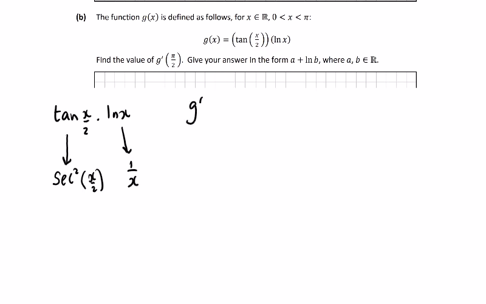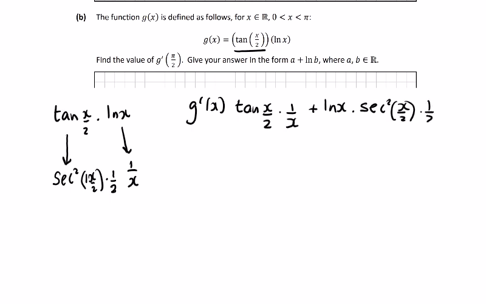So g prime x first will be the first, tan of x over 2, by the second differentiated, which is 1 over x, and then plus the second, the natural log of x, by the first differentiated, which is sec squared x over 2, and then I have to multiply by the differentiated angle, which would be 1 over 2. Just be careful, sec squared x over 2 by 1 over 2.